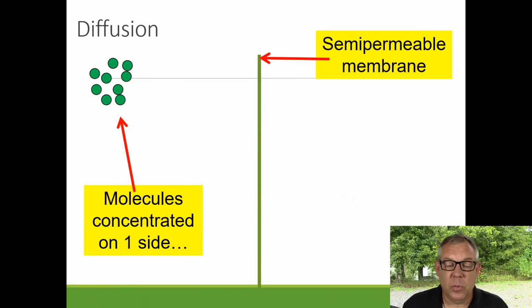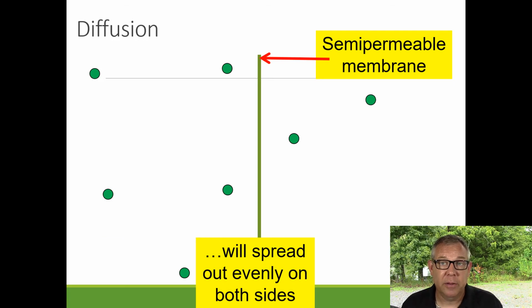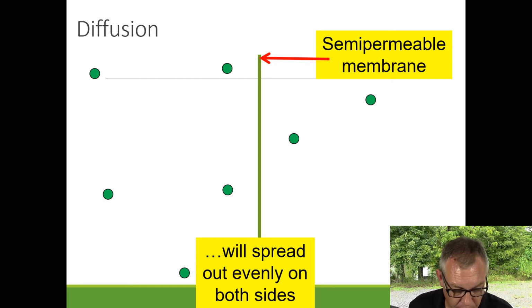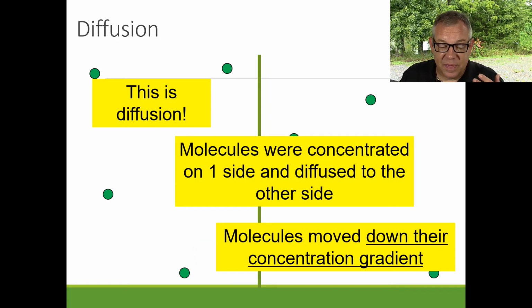And so here again, we've got a semi-permeable membrane. The solutes are concentrated on one side. They'll spread out, but this time instead of bouncing off the membrane, they just go right through it. And so it's as if that membrane was not there. And so the molecule spreads out evenly on both sides. The molecules move at random, and they're spread out. They diffuse to both sides of the membrane. And so again, that's diffusion.